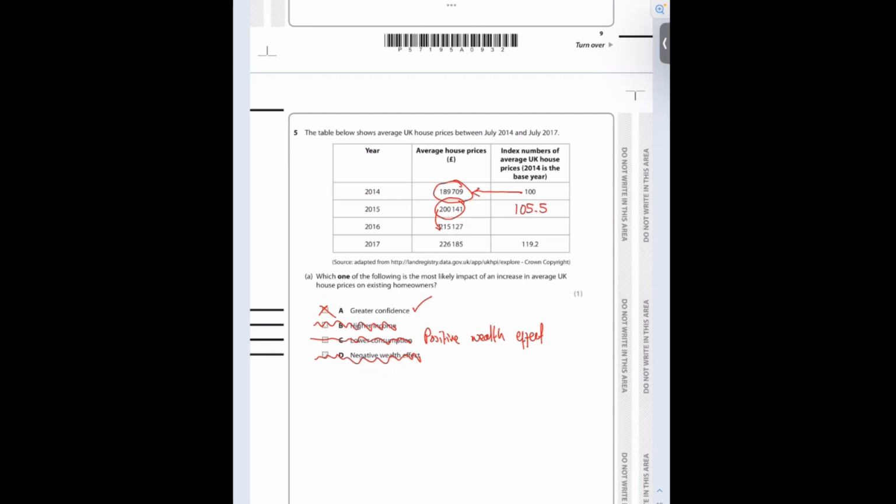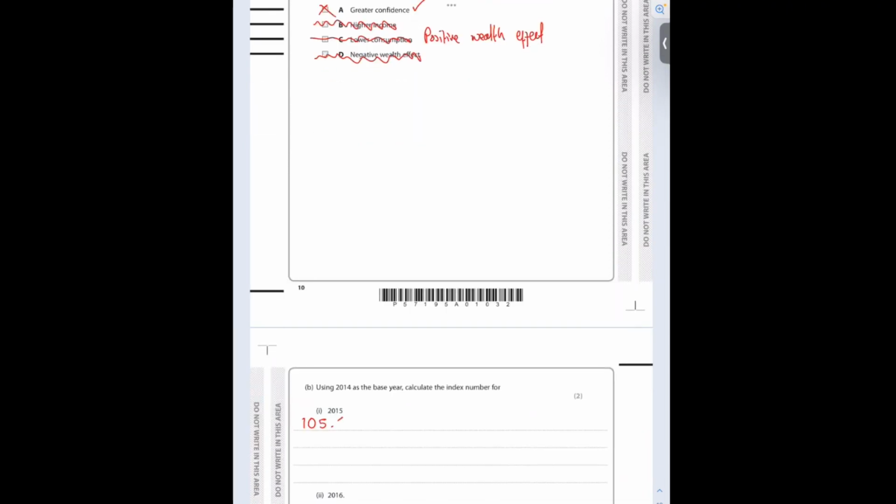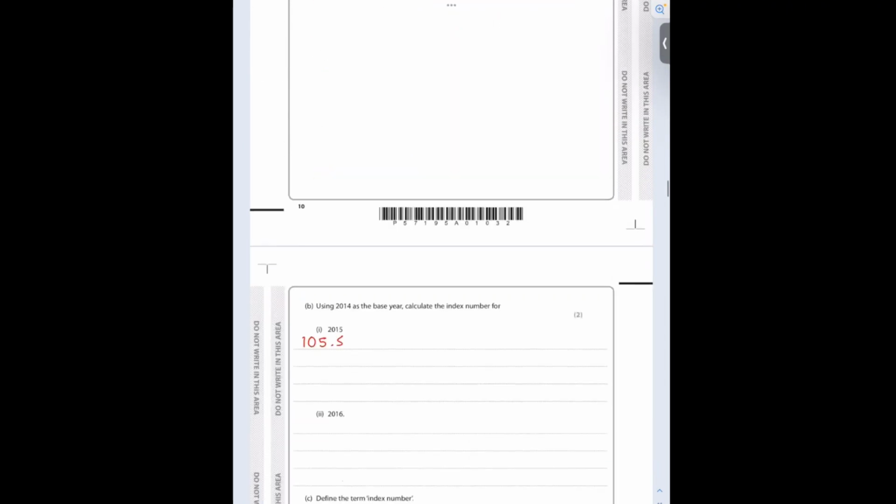So 215,127 divided by 189,709, and then you times that by 100, and you get 113.4. So we could just put that in here. 2015 is 105.5, and 2016 is 113.4.